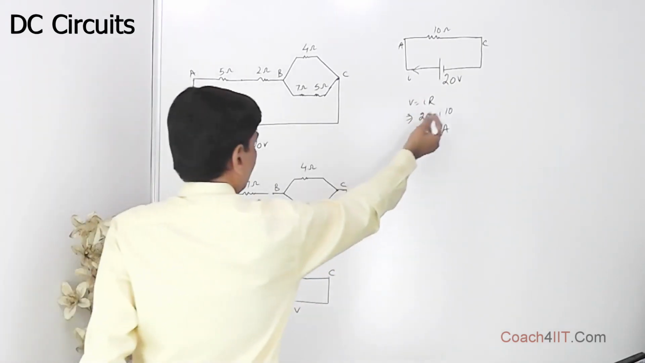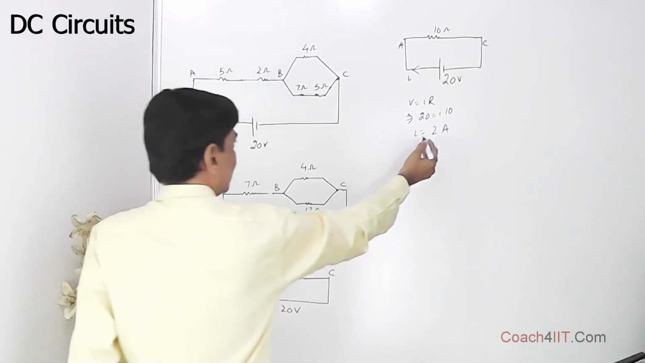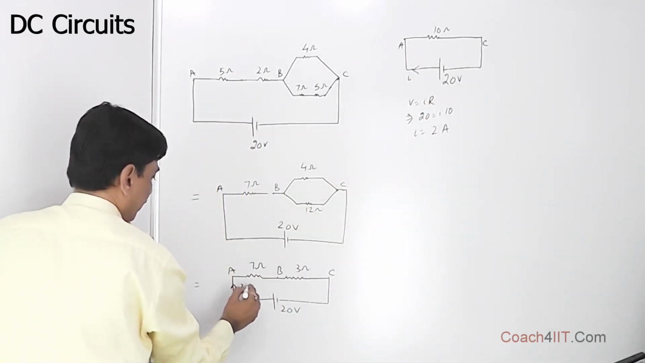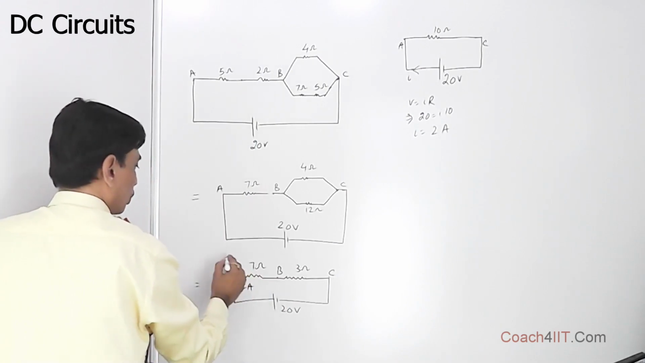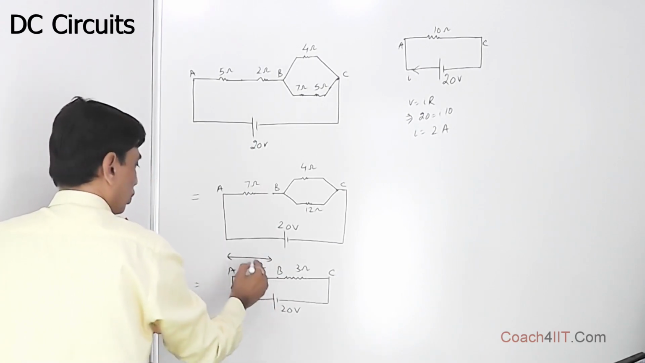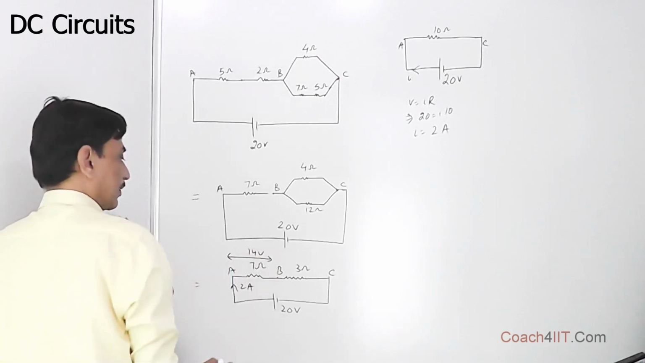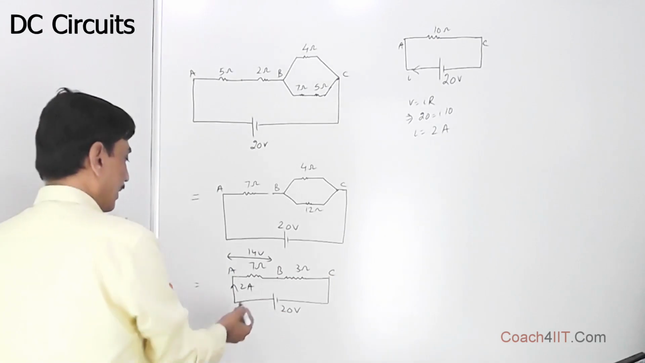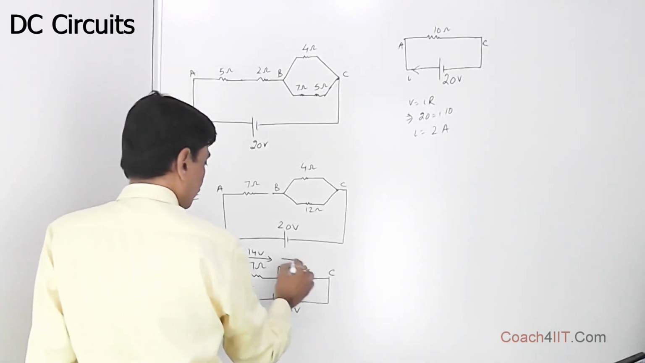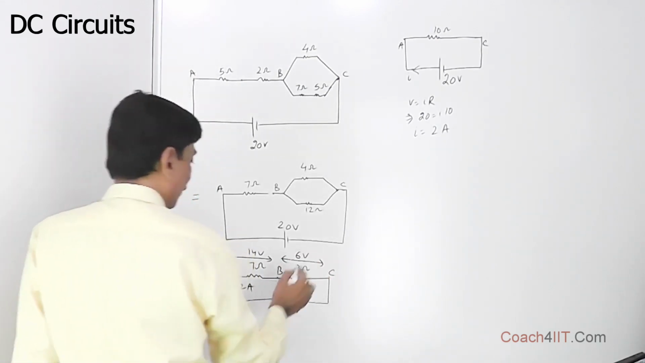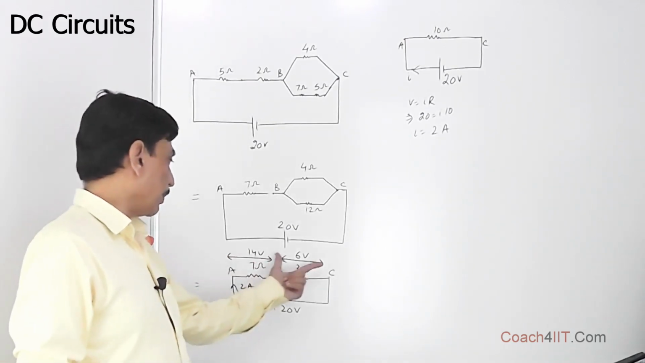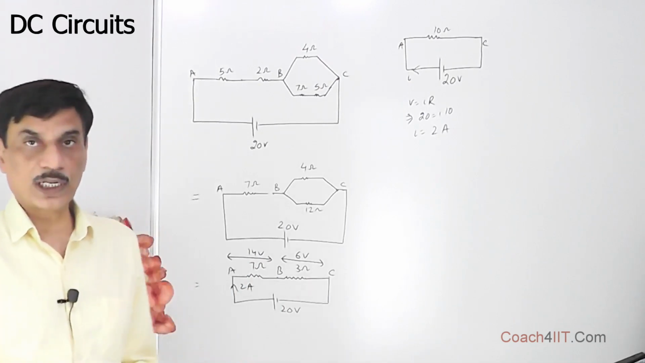Let's go in the reverse manner. The current is 2 ampere. So 7 into 2, 14 volt is the potential difference across this, and 3 into 2, V is equal to IR, V is equal to I, which is 2 ampere, times resistance 3 ohm. So 6 volt is the potential difference across this 3 ohm resistor. So 14 plus 6 makes once again 20 volt.